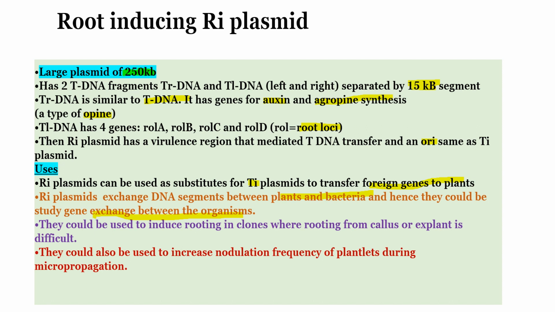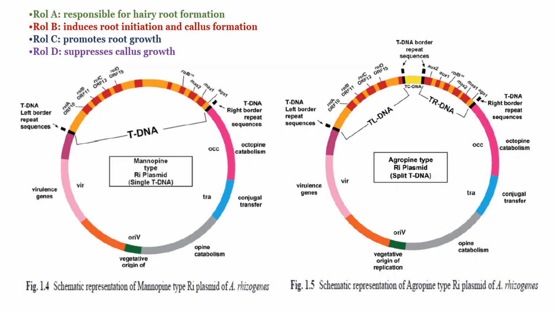They can be used to induce rooting in the clones where rooting from the calyx or explant is really difficult. For example, they can be used in plant tissue culture for those plants where we cannot induce rooting. They could also be used to increase the nodulation frequency of plantlets during micropropagation.